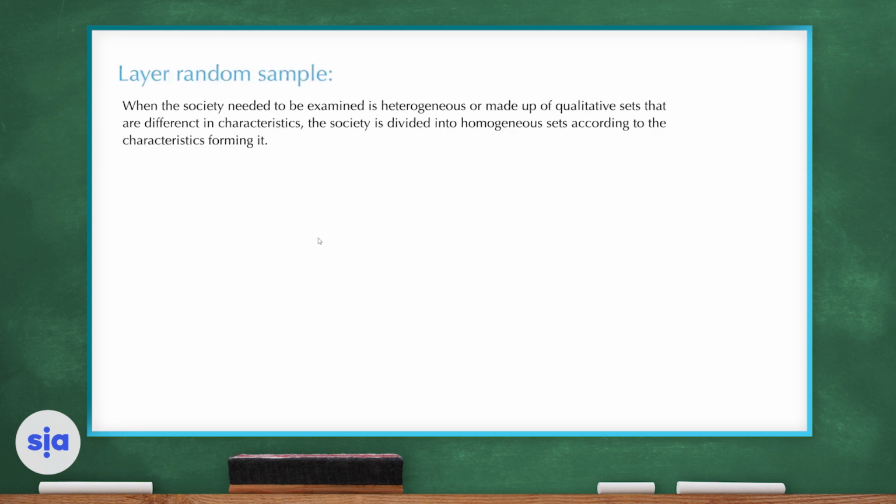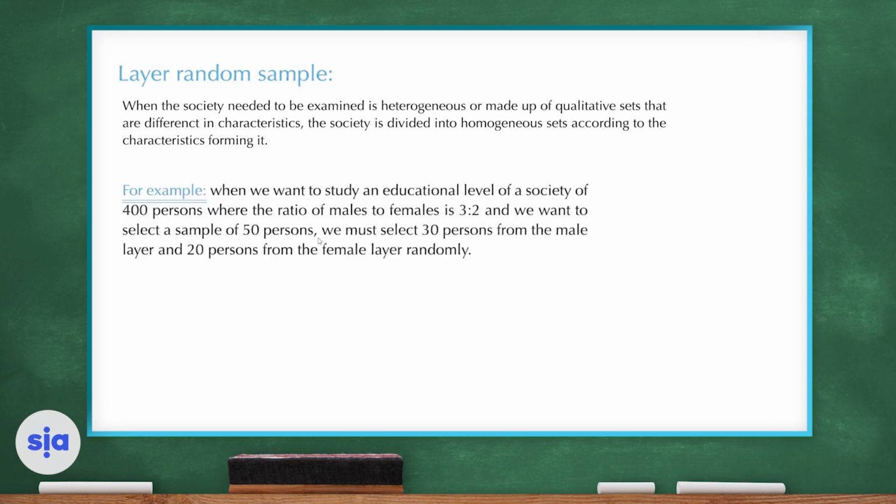Another type of random samples is called the layer random sample. When the society needed to be examined is heterogeneous or made up of qualitative sets that are different in characteristics, the society is divided into homogeneous sets according to the characteristics forming it. For example, when we want to study an educational level of society of 400 persons, where the ratio of males to females is 3:2, and we want to select a sample of 50 persons, we must select 30 persons from the male layer and 20 persons from the female layer randomly.